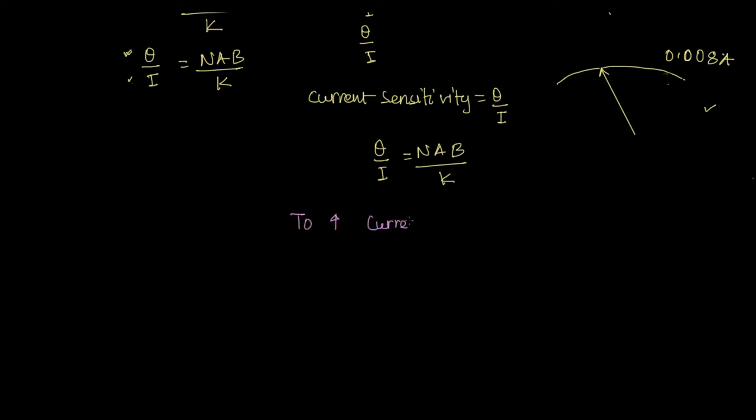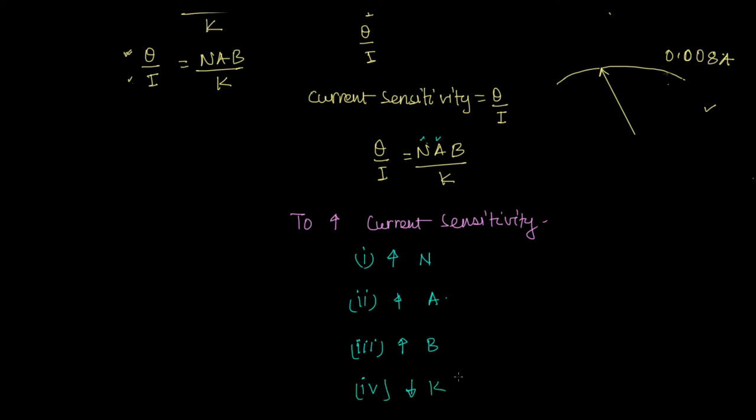What should we do? The first thing that strikes us is, why not increase the number of turns, increase N. The second thing that we can do is to increase the area of the coil. The third thing that strikes us is that we should increase the value of B. And the fourth thing is to decrease the value of K. Now let us see what happens if we do either of them.